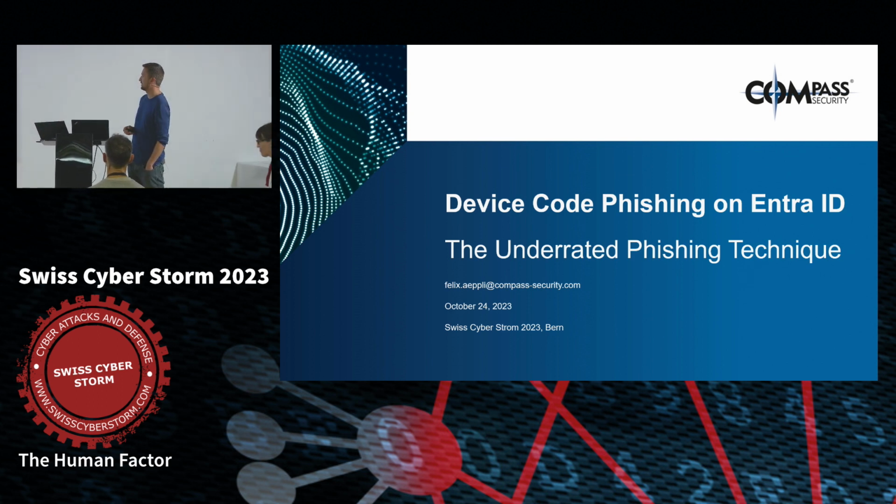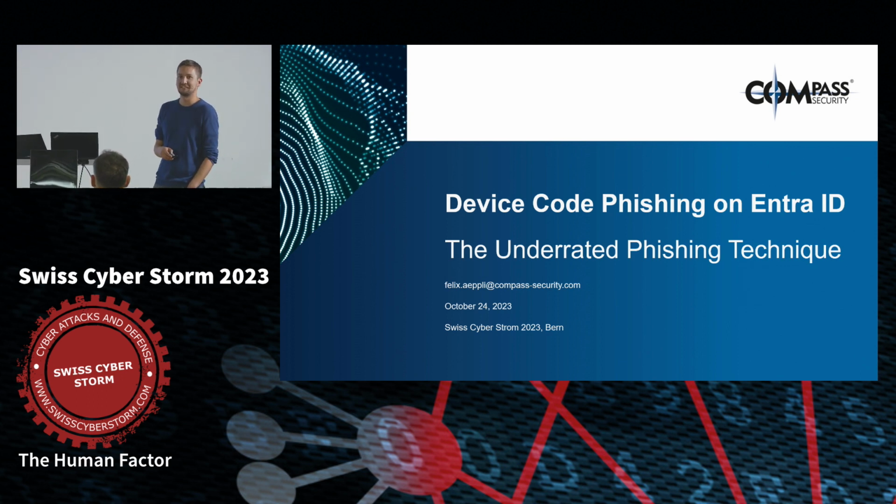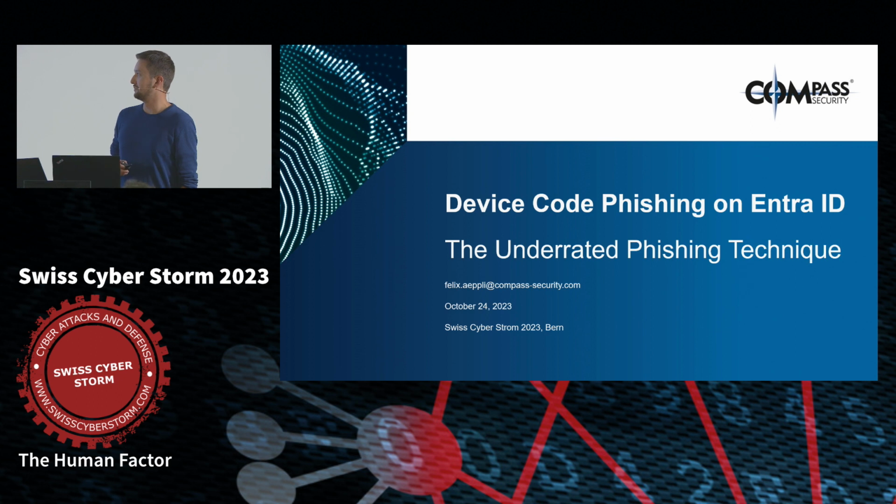So my topic is device code phishing on Entra ID. It's my favorite phishing method ever, and I think it's highly underrated in the community and also by threat actors. I also think it quite fits into the topic of the Swiss Cyberstorm, the human factor, because it's a phishing method, we still rely on some human factor going wrong. But to better understand device code phishing, we need to take a little step back to understand the underlying principles that we have.